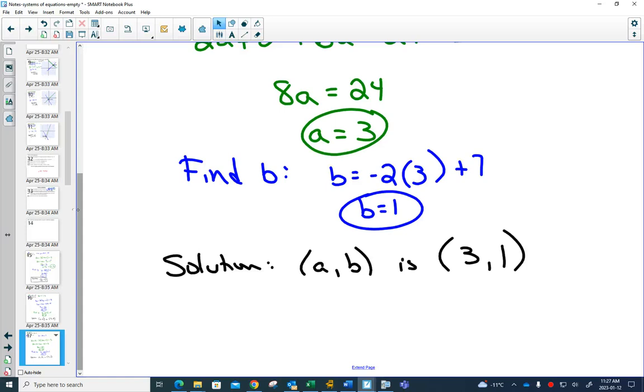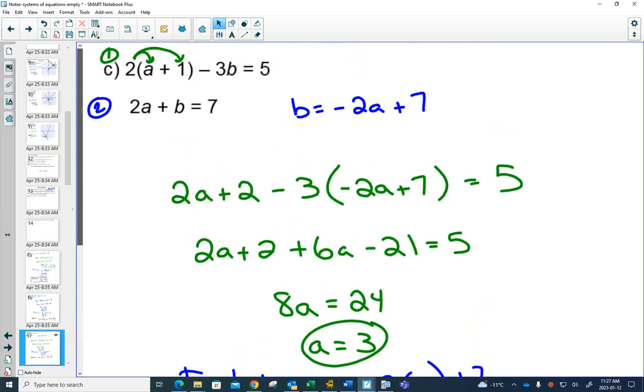My solution is 3, 1. Now, since I already guessed and checked that and figured that out, I already know that it's right. But if you didn't figure it out beforehand, at this point, take 3 and 1 and try equation 1.